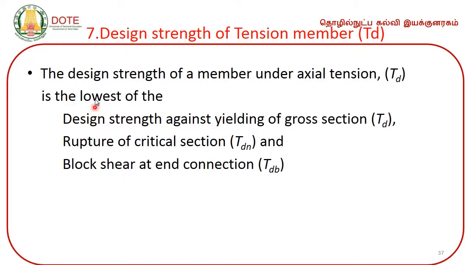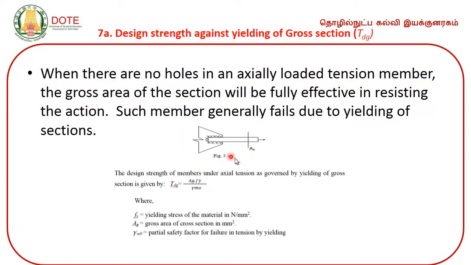Then the design strength of a member under axial tension, TD, denoted by letter T suffix D, is the lowest of the design strength against yielding of gross section, design strength against rupture of critical section, and block shear at the end connection. And this is derived like this.